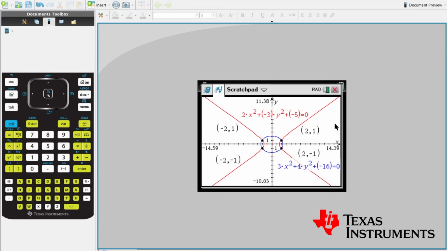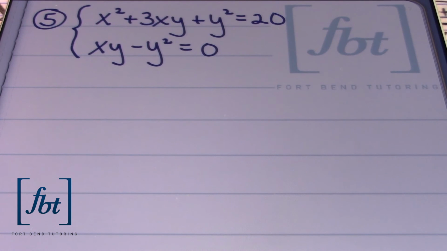And now we have verified all 4 points of intersection that we have in the system. And that completes problem number 4. All right, and finally we have problem number 5.